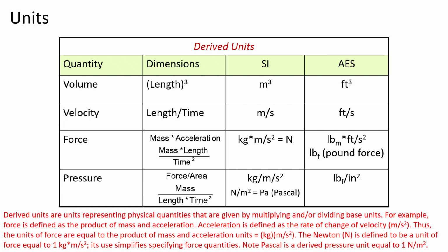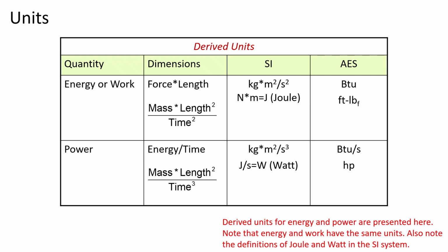The Newton, denoted by N, is defined to be a unit of force equal to 1 kilogram meter per second squared. Its use simplifies specifying force quantities. Note Pascal is a derived pressure unit equal to 1 Newton per square meter. Derived units for energy and power are presented here. Note that energy and work have the same units. Also note the definitions of joule and watt in the SI system.